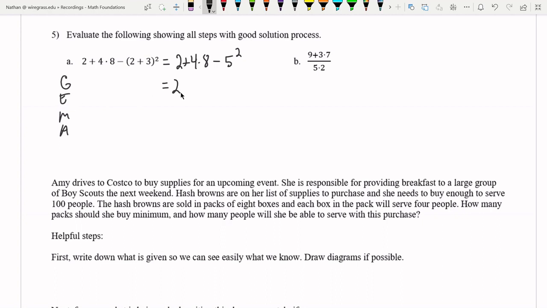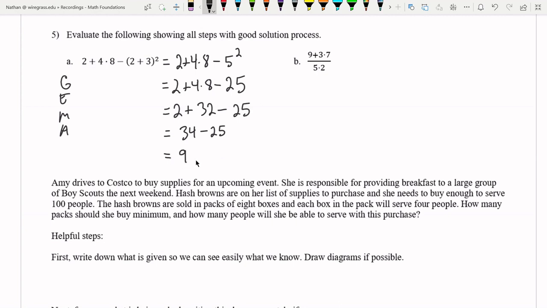And the next step is, there are no more grouping symbols. Exponents is next. 5 times 5 is 25. Okay, multiplication and division. That's going to be 4 times 8 here, which is 32. Okay, now we're on to addition and subtraction. Addition is done first. It's going to be 34. And 34 minus 25 is the final one that we need to do. And that's just going to be 9.